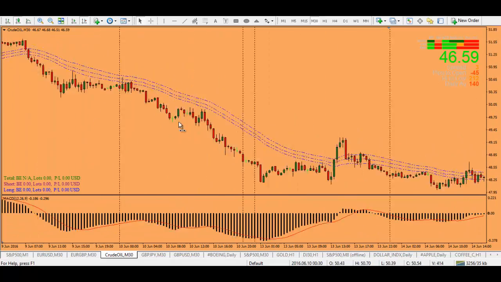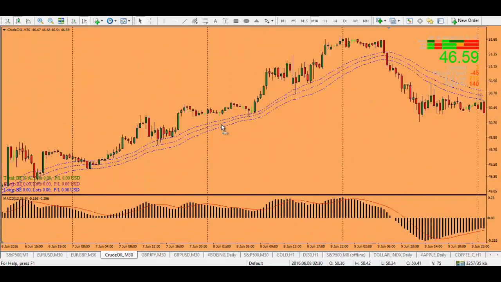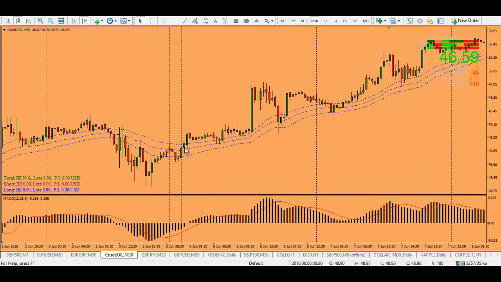I'm looking for a buy opportunity here. Let's see when the market goes down. It cannot go further down. We've got lower lows, then there's a failure. No more lower lows. Here we're getting higher highs, higher lows.